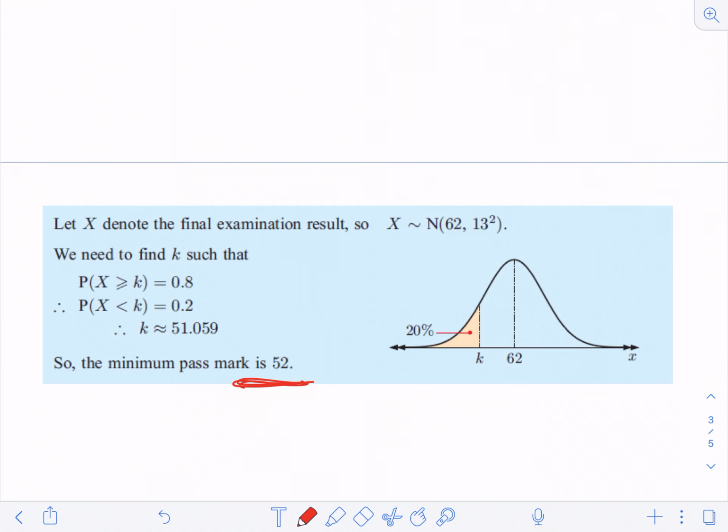So assuming we round to the nearest whole number, we say that the minimum pass mark is going to be 52, whatever, I don't know, 52 out of 100 or whatever it happens to be, but only 80% are going to pass. So that means if you scored a 52 or lower, then you did not pass. You were in the bottom 20%.